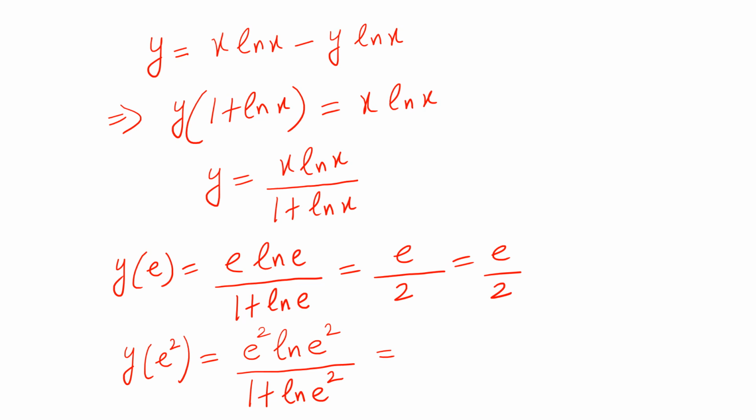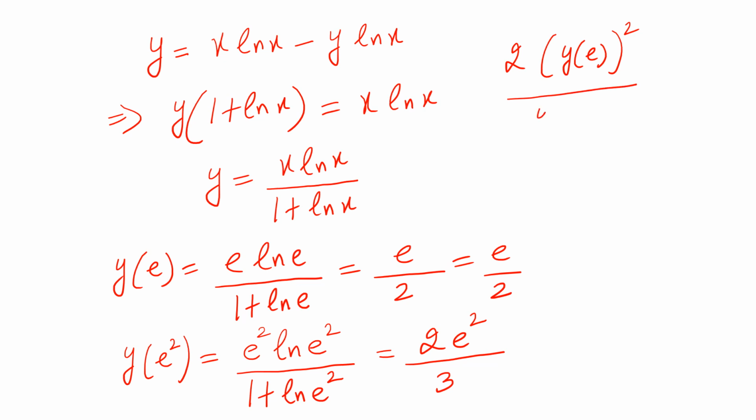Now ln of e square is 2. So this becomes 2 into e square in the numerator, and in the denominator it becomes 1 plus 2, that is 3. Now students, we have to find the value of 2 into y of e whole square whole divided upon y of e square.